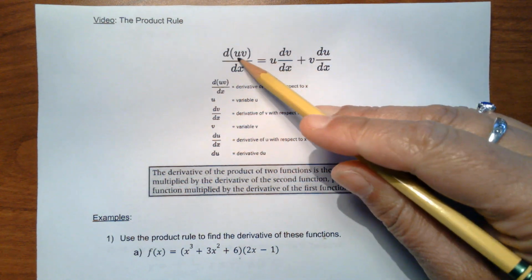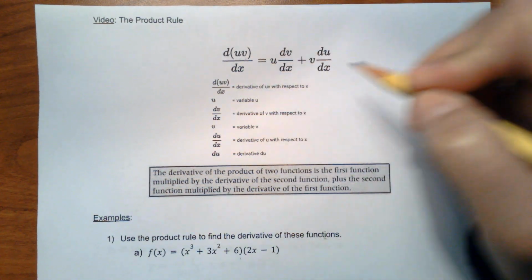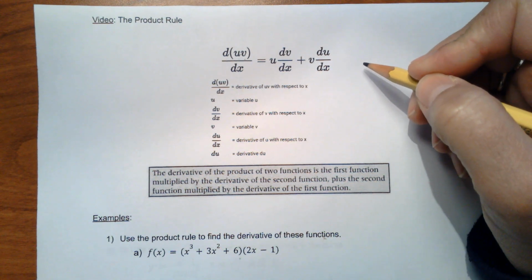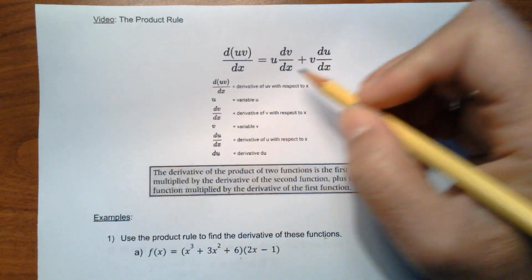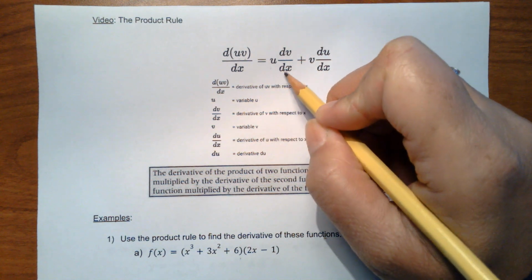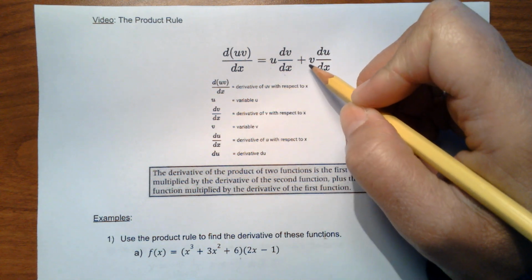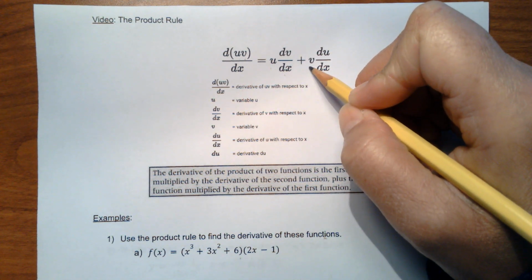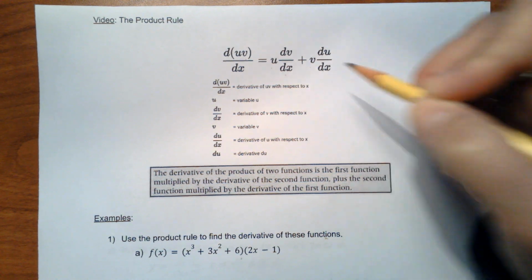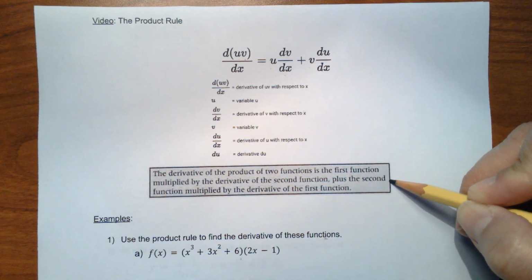And u and v are going to represent two different functions. U is going to represent the first one, and V is going to represent the second. When we differentiate, we're going to have to keep the first one the same, differentiate the second, and then add that to keeping the second one the same and differentiating the first. And that's what the box says down here.